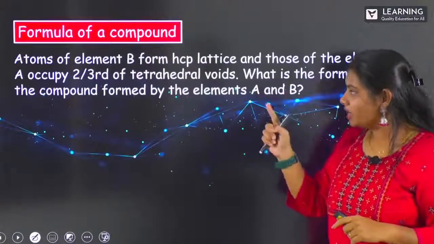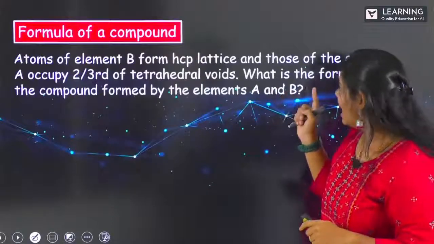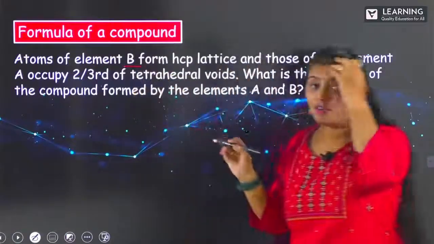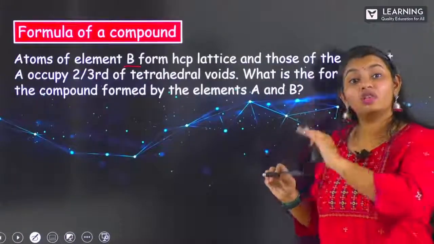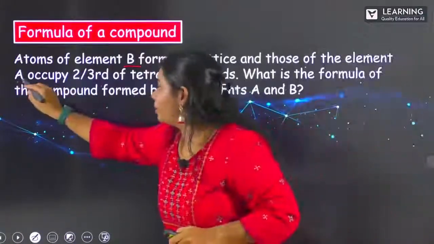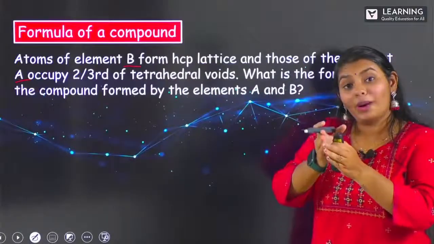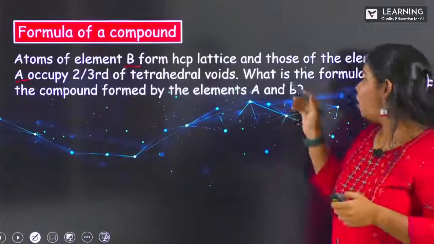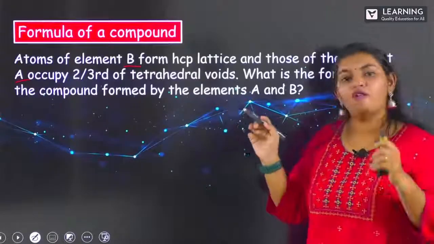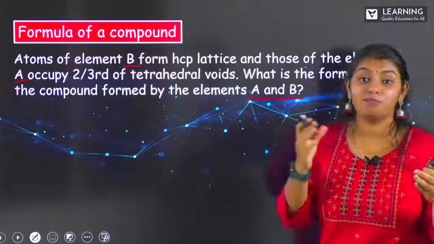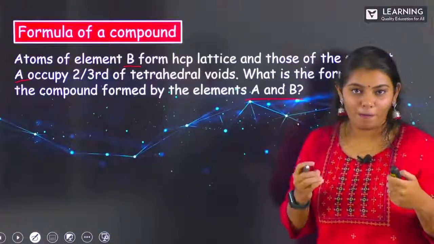Atoms of the element B form HCP lattice and those of element A occupy 2/3 of the tetrahedral voids. They occupy 2/3 of the tetrahedral voids. What is the formula of the compound formed by the elements A and B?